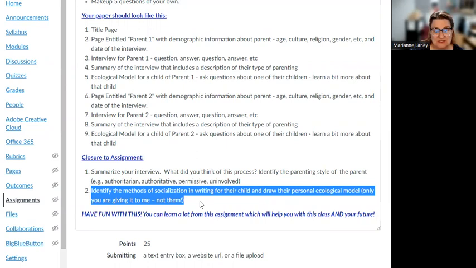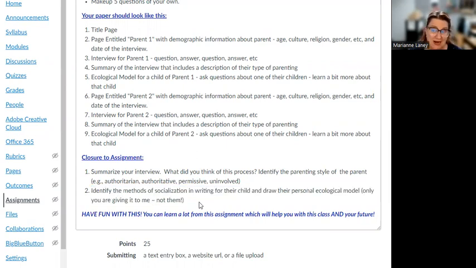Identify the methods of socialization writing. Now you have to figure out what methods they use. Did they use apprenticeship? Did they use affective? Did they use structured operational, or are they behaviorists? Are they more open? Are they more things like that? So I'm going to see, right?